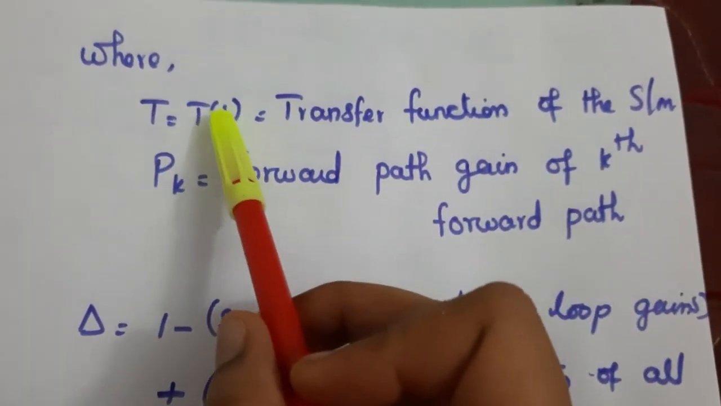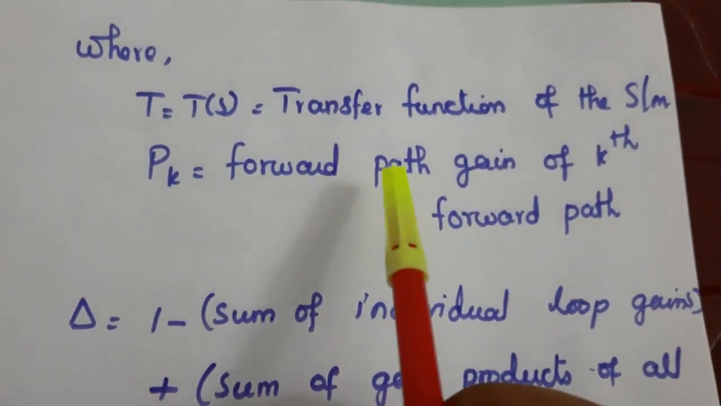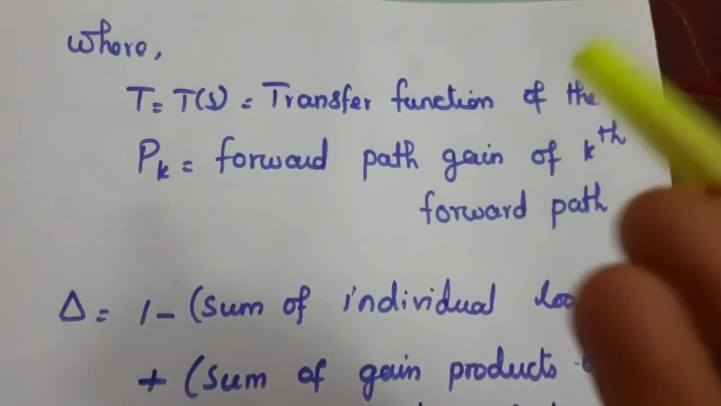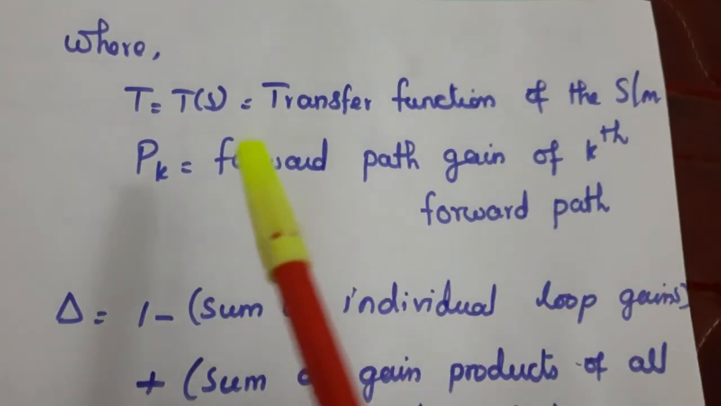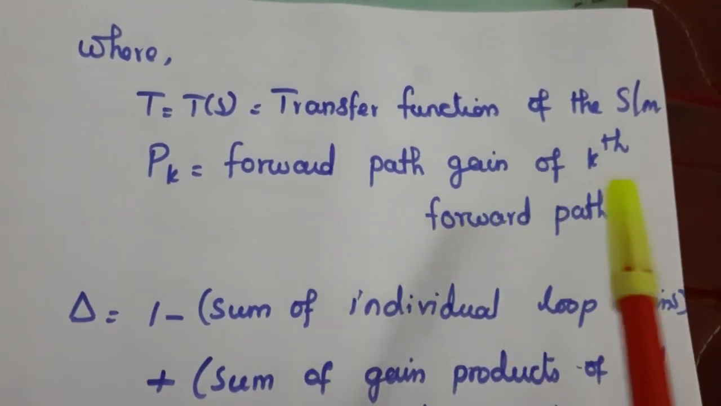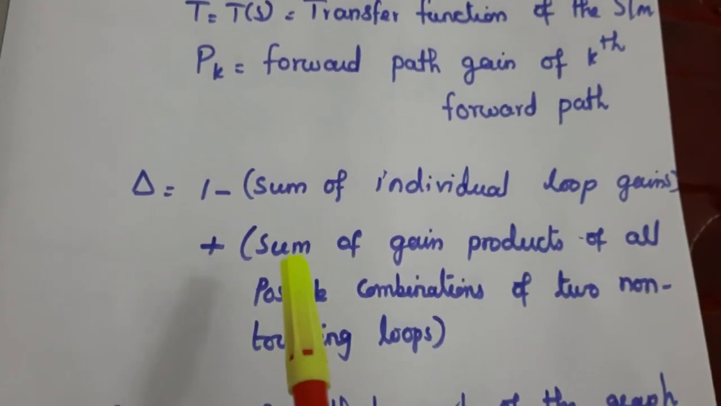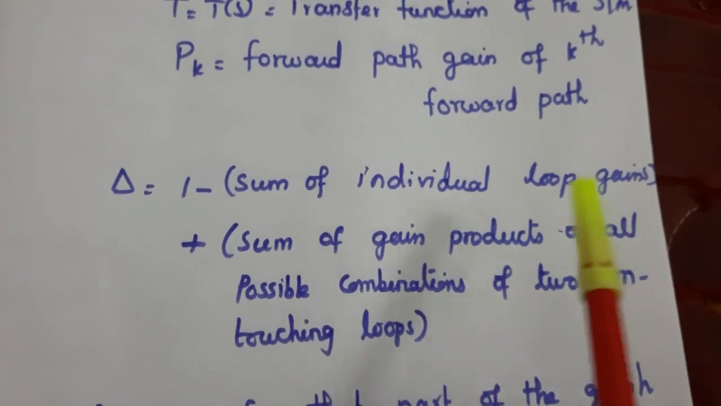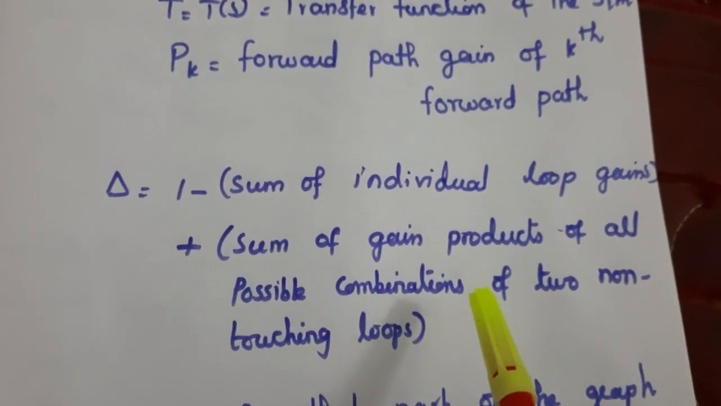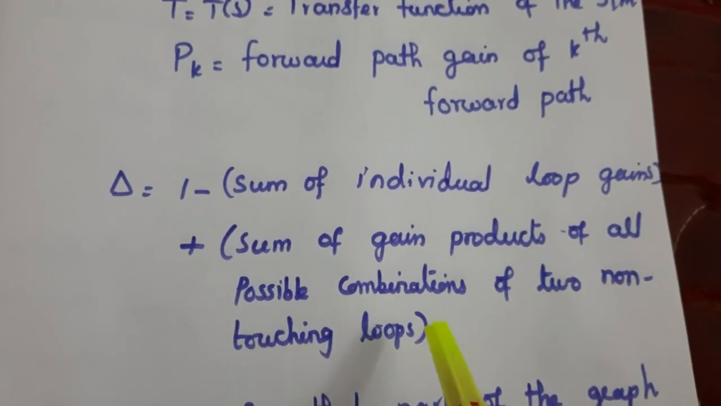So T is equal to T of S, and Pk is the forward path gain of the kth forward path. It may consist of one forward path or two forward paths, and this is the gain of the kth forward path. And del is equal to 1 minus the sum of individual loop gains plus the sum of gain products of all possible combinations of two non-touching loops.